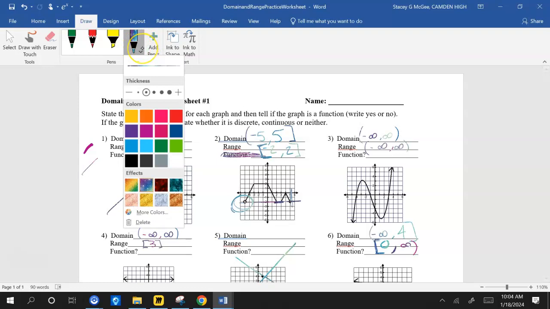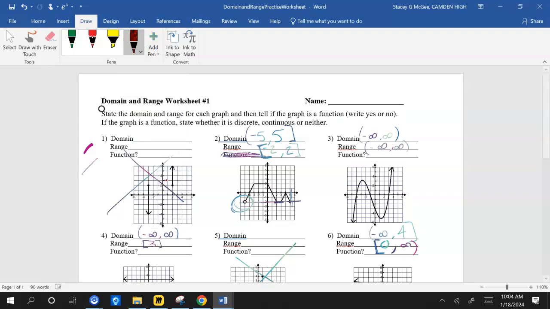Let's do a different color, a darker one. All these keep asking you, is it a function, is it a function, is it a function? What does it mean to be a function? Anybody remember? That's exactly right. We use the vertical line test. So every single x can have one and only one y.